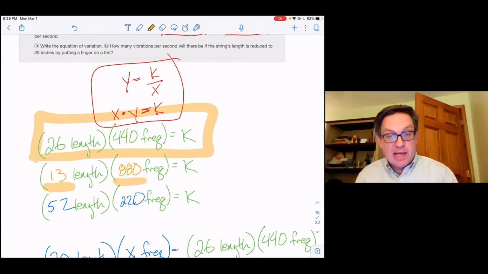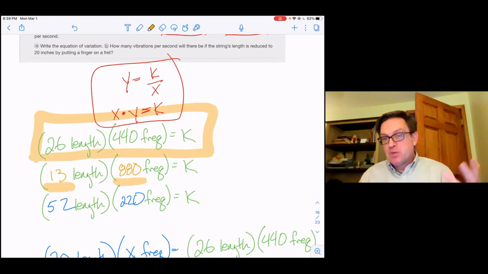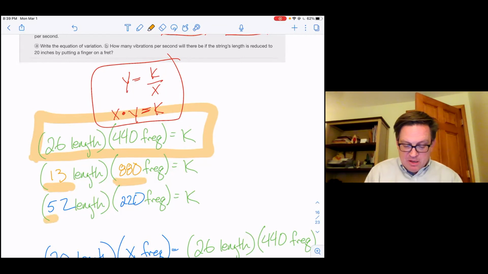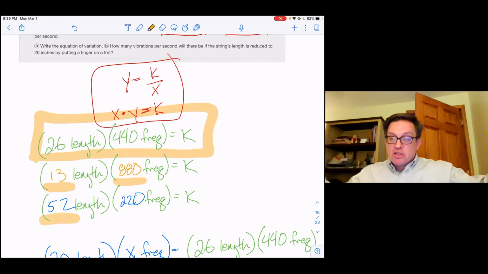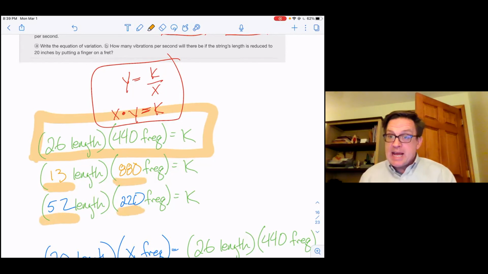I don't know yet what they multiply out to be. I didn't calculate that, but I know if my length is cut in half, my frequency has to go up. I have a smaller string, it's going to vibrate twice as fast. Alternatively, if I have a length that's twice as long, a much longer string, it vibrates slower, right? So it gets a lower note, and the frequency is half, because 52 times 220 is going to equal the same thing as 26 times 440, which equals the same thing as 13 times 880. I still haven't figured out what that is, but I know they're equal.